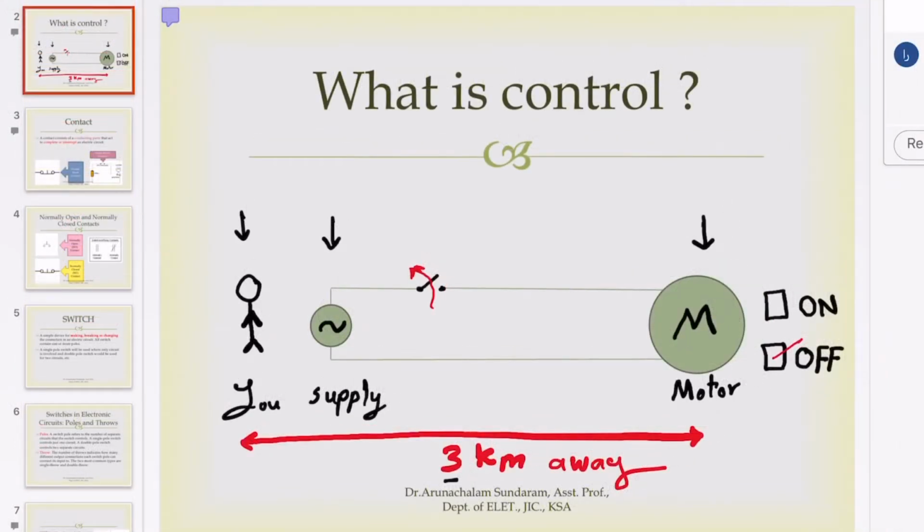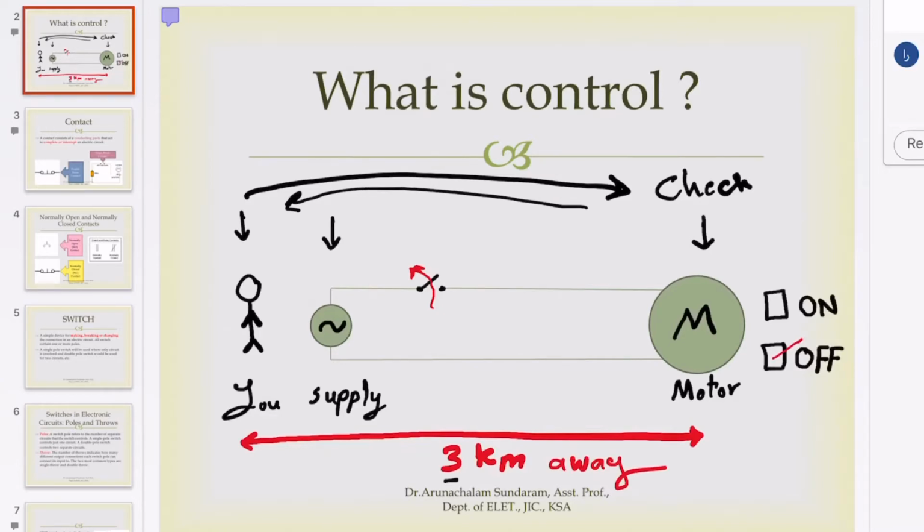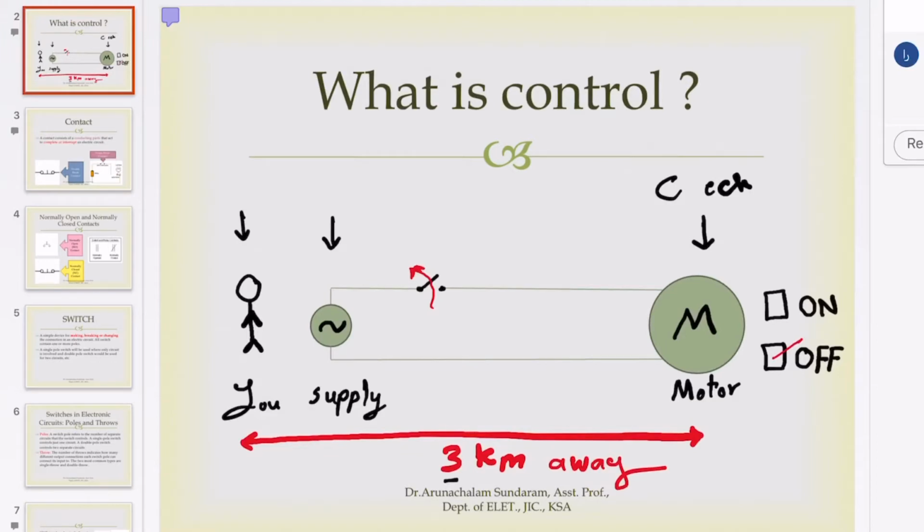Now, because this motor is 3 kilometers away from you, it is not possible to go every time from your location to the motor, check if it is on or off, and then come back to your previous location every time. This is useless. So it is better to put a lamp. Let us put a lamp in my location.